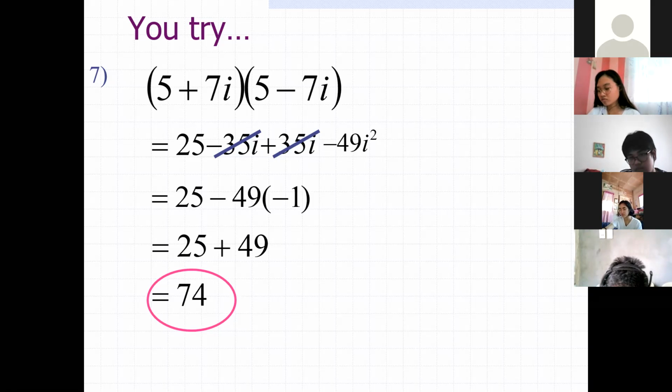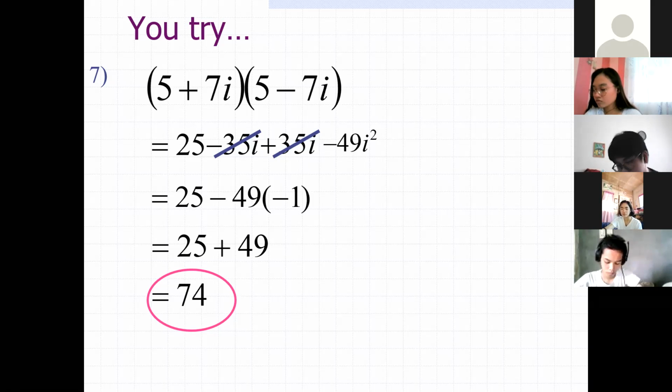Al, you try. What is the standard form of 74 in complex number notation? Standard form is a plus bi. So what is the standard form of 74 in the complex number notation? How about Catherine? What do you think will be the standard form of 74?